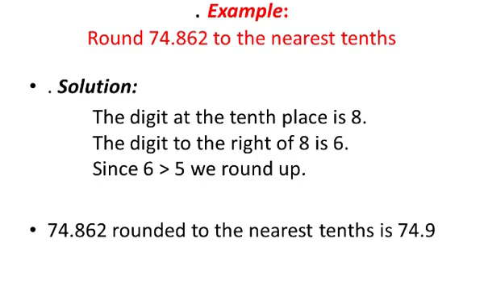Another example. Round 74.862 to the nearest tenth. In this case, we are going to round the number to the nearest tenth. The digit at the tenth place is 8. The digit to the right of 8 is 6. But we know 6 is greater than 5. So we round up. 74.862 rounded to the nearest tenth is 74.9.